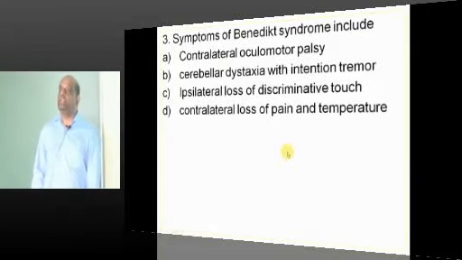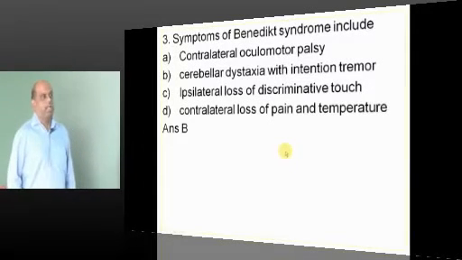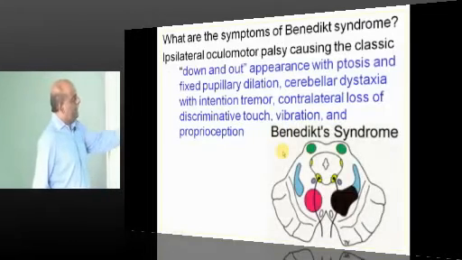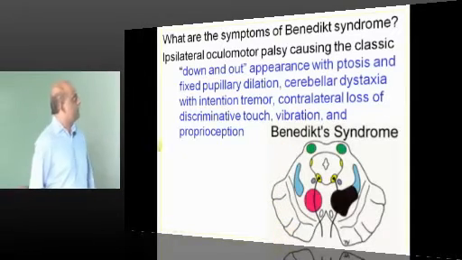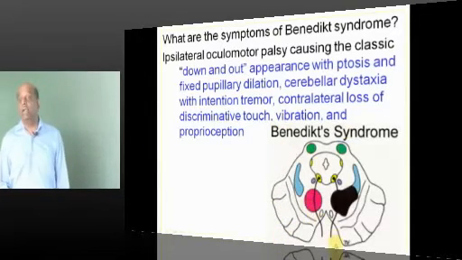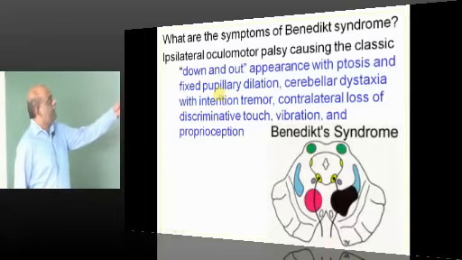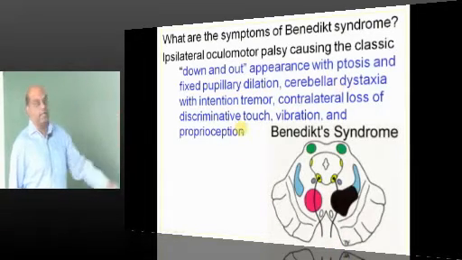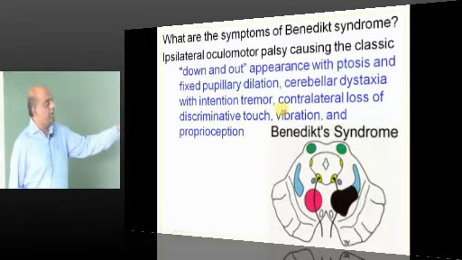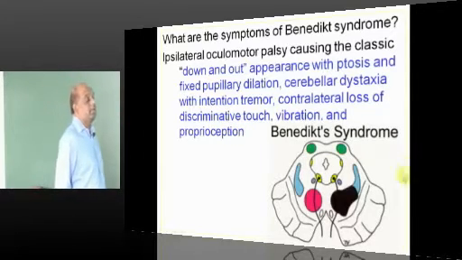Right. So what are the symptoms of Benedict's syndrome? As all of you know, Benedict's basically involves that part of the midbrain where the red nucleus is associated. That's the reason we get a rubral tremor, and the patient will have pupillary dilatation, cerebellar ataxia, and intention tremor. Why cerebellar ataxia and intention tremor?